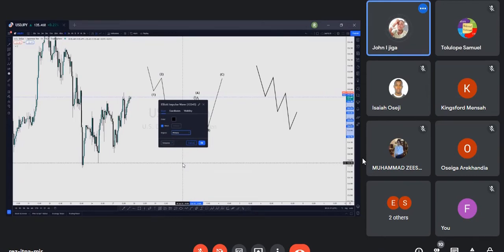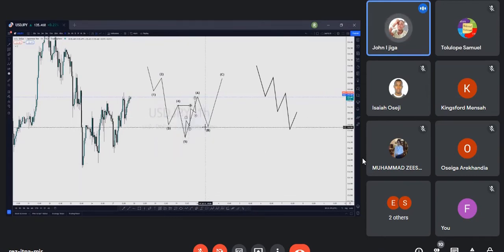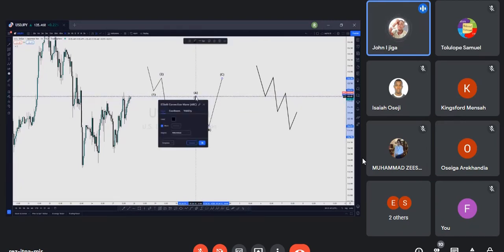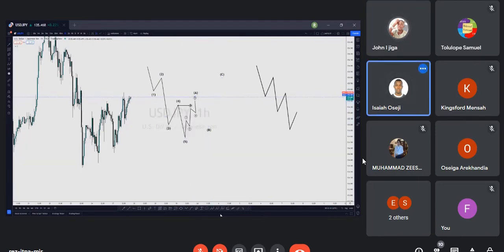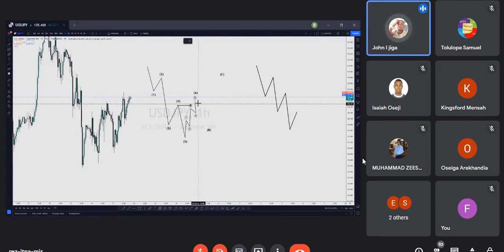Is that understood? And then B is a corrective wave, which means B has to be formed of what? Who could tell me what B should be formed from? A, B, and C. Exactly. ABC is a corrective wave, so B has to be formed of A, B, and C.